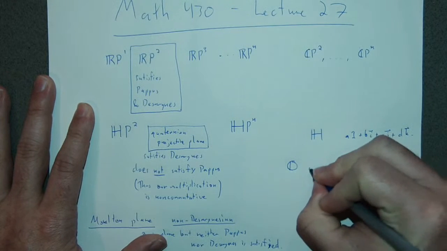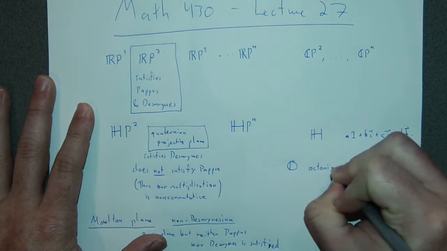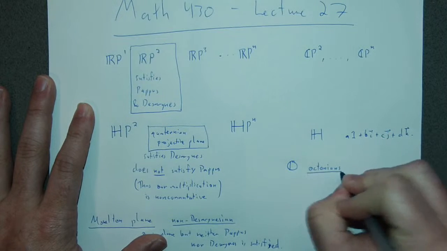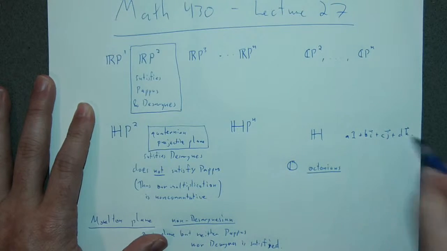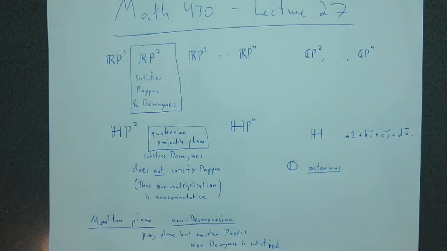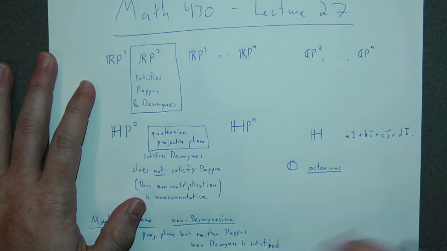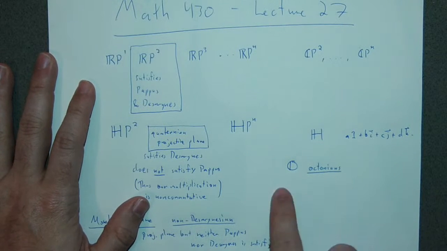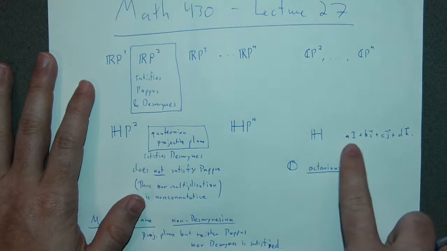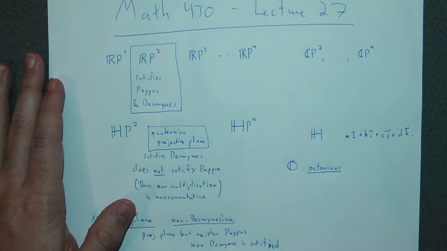Okay, so these are the Octonians that are defined similarly, except instead of having 4 of these, you would have 8 of them. So the Octonians would be defined in a weirder way. I will mention them again later. I'm not going to write it out now. So the Octonians are similar to the Quaternions.